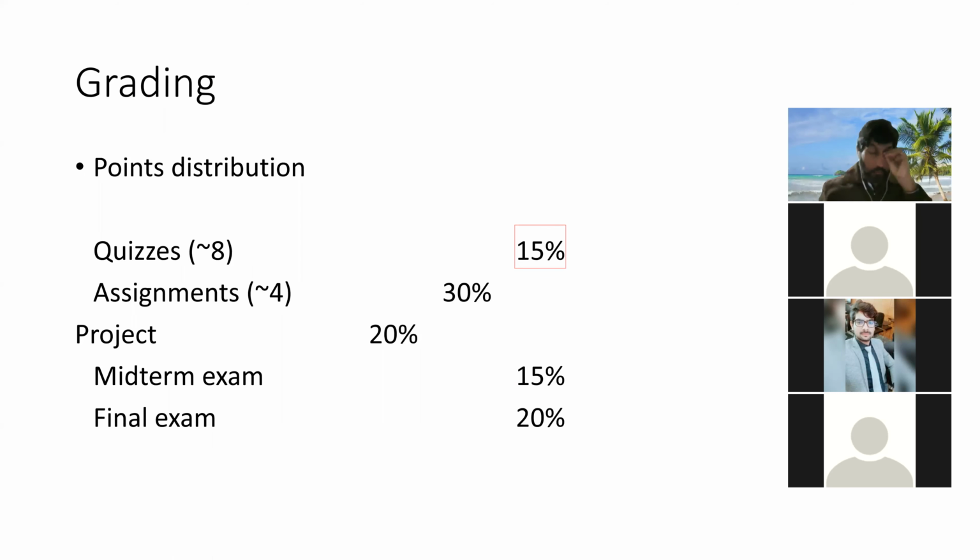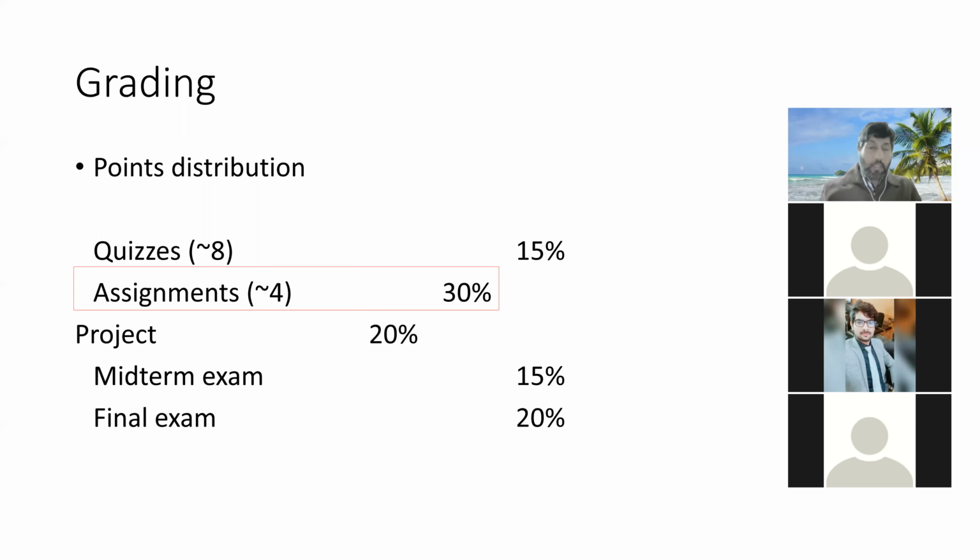This is the grading breakdown that I've decided for this course. Assignments and project together would comprise half of your grade. The rest, which comprises your midterm, final, as well as quizzes, would comprise the other half of the grade. This has been modified keeping in view the online nature of the course. Taking exams and monitoring exams online is slightly more difficult, so I've reduced their weightage. When I taught this course on campus before, the weightage for exams was slightly higher.